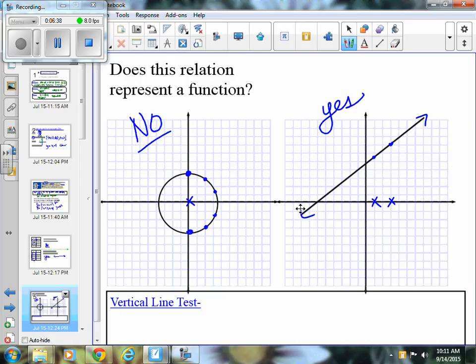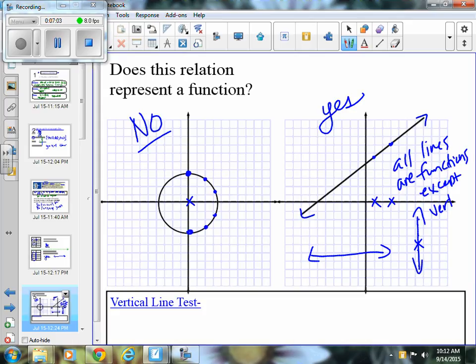Okay, so let's talk about the line for a second again. Are all lines functions? Well, every slanted line would be, every horizontal line would be, but how about vertical? Would a vertical line be a function? Well, at this particular x value, you'd have infinitely many y values, so it wouldn't be. So all lines are functions except for vertical.